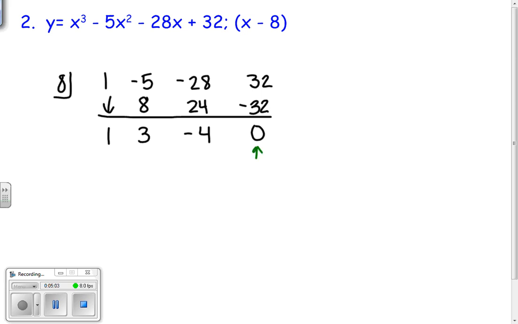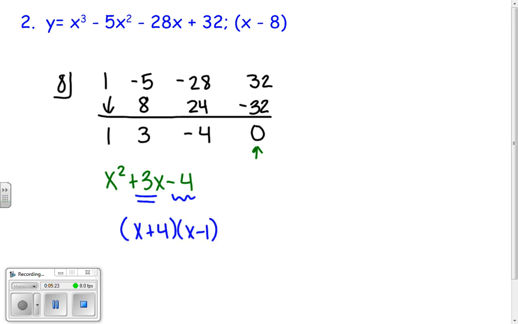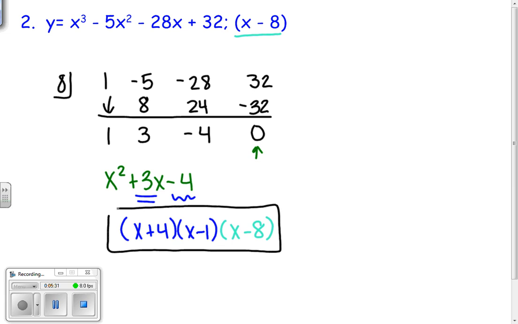Just a quick check. If that's not 0, you messed up somewhere. That cubic that we started with turns into a quadratic when I divide, and I need to factor that. So I'm looking for two numbers that multiply to negative 4 and add to 3. They happen to be a positive 4 and a negative 1. And don't forget, whatever factor you started with is part of your answer. I started with a cubic, which means I would need 3 sets of parentheses when I'm done.